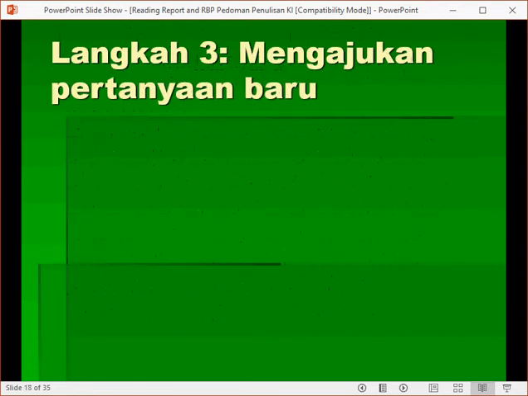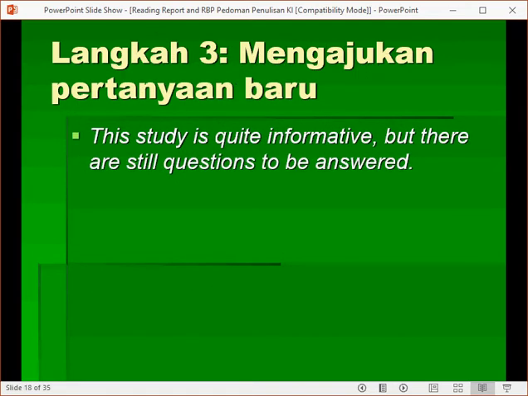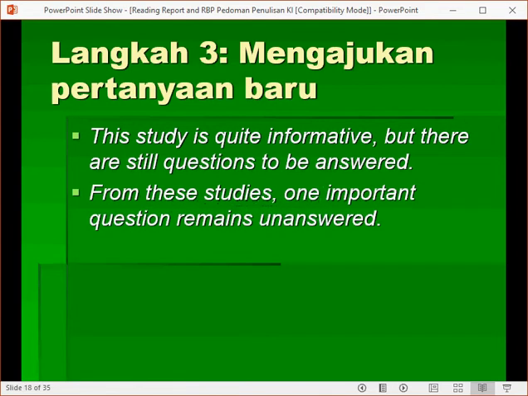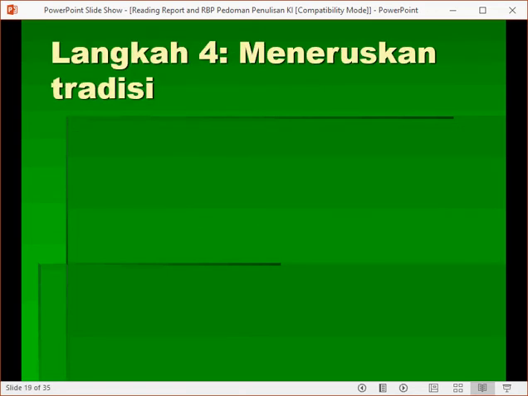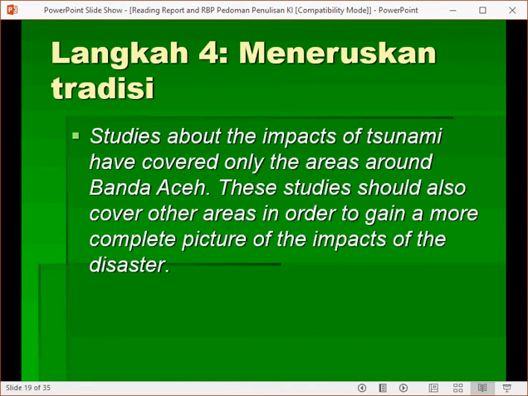The third step, you have to raise new questions. The study is quite informative, but there are still questions to be answered. From this study, one important question remains unanswered. Okay, the fourth step is to continue the tradition. Studies about the impact of the tsunami have covered only the areas around Banda Aceh. The study should also cover other areas in order to gain a more complete picture of the impact of the disaster.